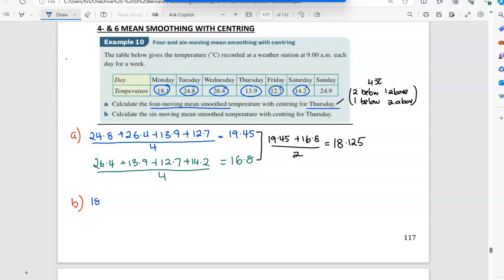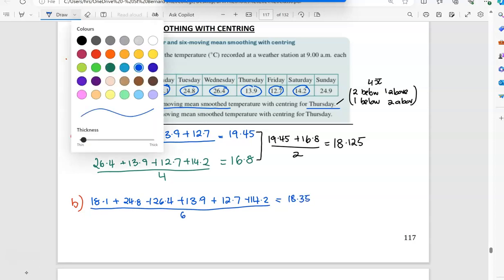So if I write that out, 18.1 plus 24.8 plus 26.4 plus 13.9 plus 12.7 plus 14.2, and then I divide by 6 and I get 18.35.